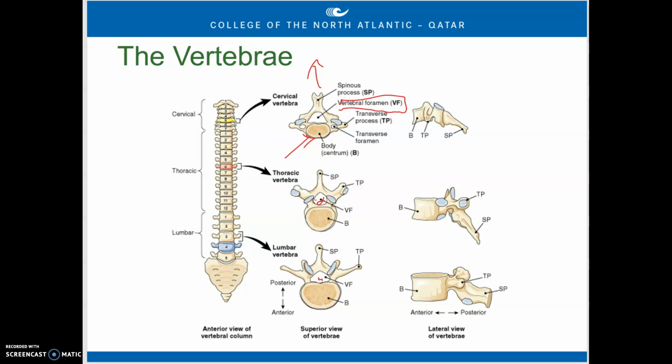And these transverse processes will change shape depending on what region of the vertebrae we're looking at. So the vertebrae look different if you take them from the cervical region, the thoracic region, or the lumbar region, and that's because of the different function that they have given their position on the body.